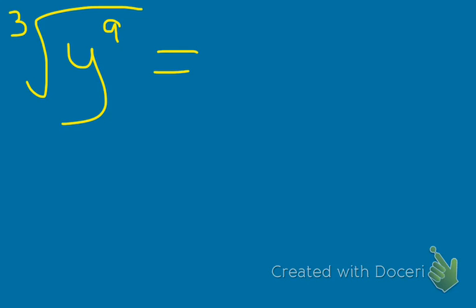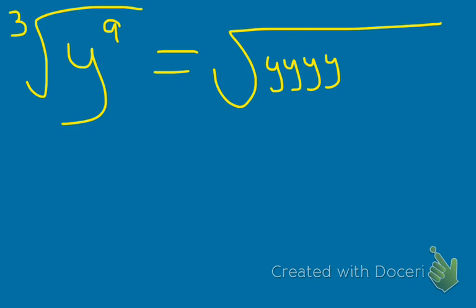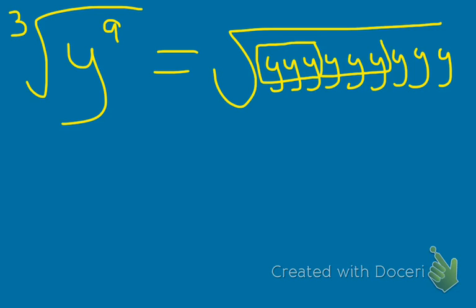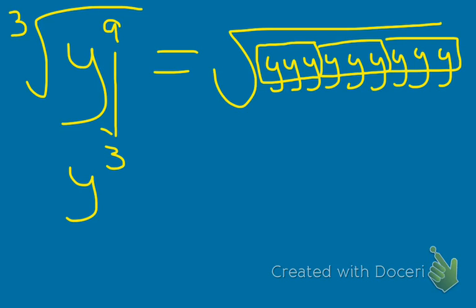Can we just for this one write all the y's? Let's see what we can do here. All the y's: y and y, 2, 3, 4, 5, 6, 7, 8, 9. Then you'd have 1, 2, 3 groups, so it'd just be y to the 3rd. So this time we get y to the 3rd. How did I go down from 9 to 3? Because it's not half. Oh, that's right.